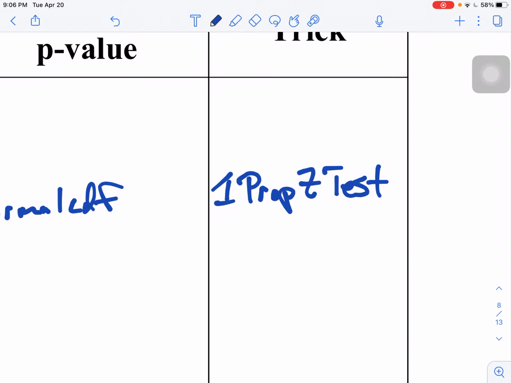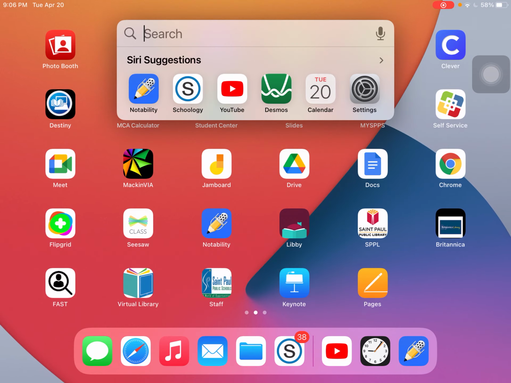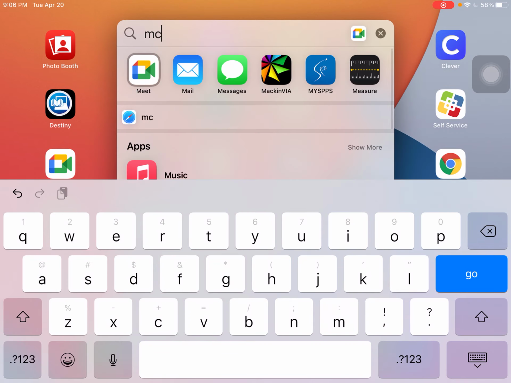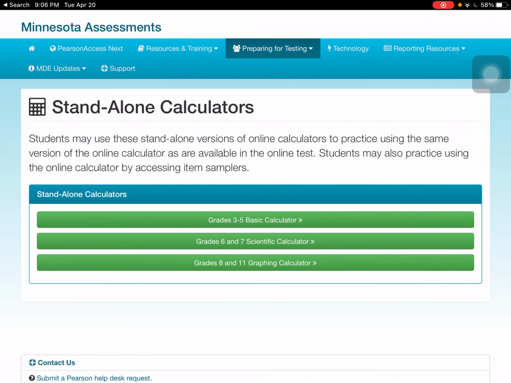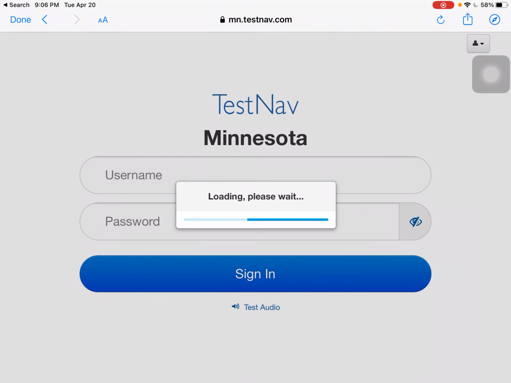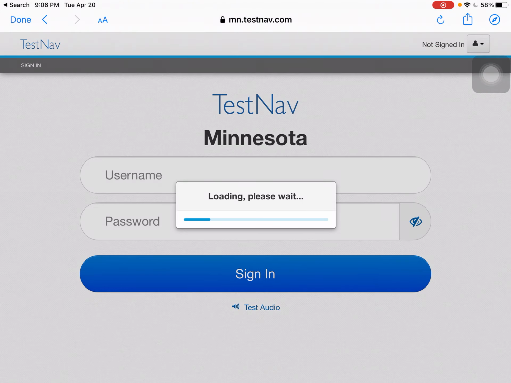So let me just go over to my calculator here. Sorry, I gotta load it up. So this is gonna be, I'll just use the one that's on the iPads. So bear with me here.